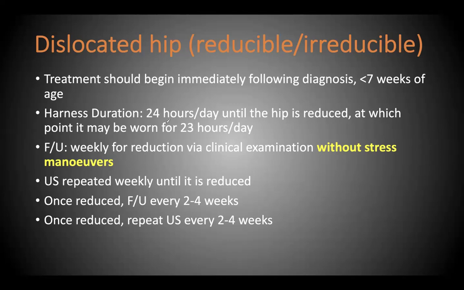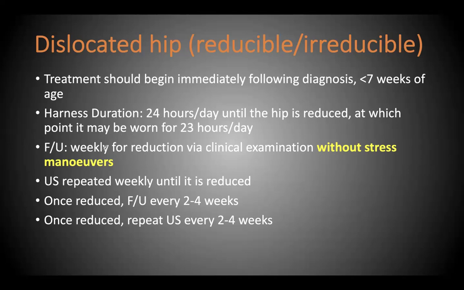Okay. So if a hip is dislocated, your harness duration should be 24 hours a day. You would not allow the parents to take off the harness absolutely until the hip is reduced. So once the hip is reduced, then you can probably allow them breaks for bathing and hygiene purposes.